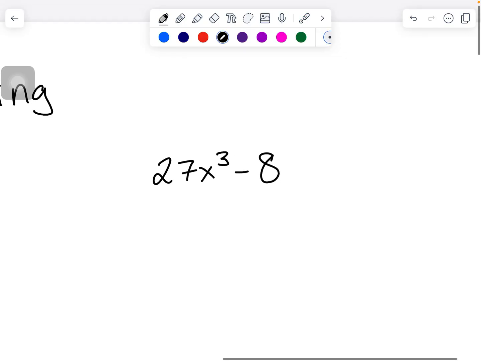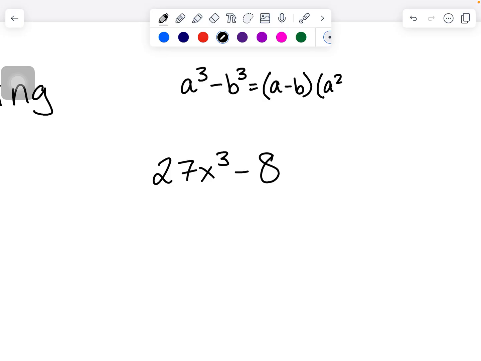So just to remind you, if we have a cubed minus b cubed, the formula that we would use is (a minus b) times (a squared plus ab plus b squared). I'll figure out what my a and b are from my problem in a second. And if you have a sum, so two perfect cubes with a plus in between, it's very, very similar. The only difference is two signs.